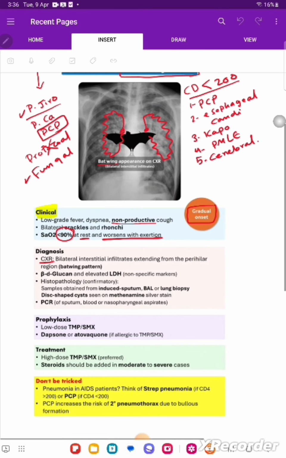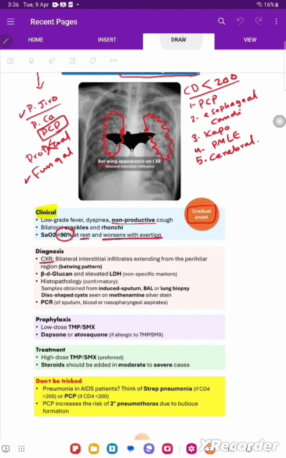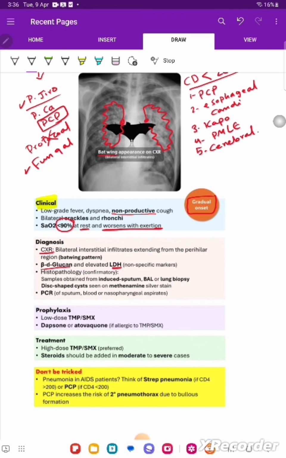So let's come to the next point, which is also about the diagnosis. This point is commonly asked, and it's about how we can diagnose pneumocystis pneumonia. See, he will ask you, are beta D glucan and LDH specific for PCP? No, they're not specific, because beta D glucan is present in the wall of many fungi, and it's not specific for PCP.